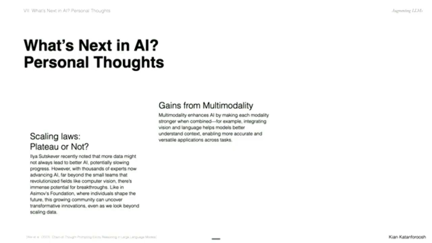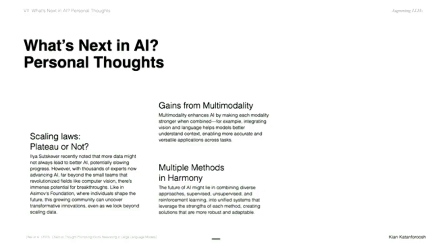and that might lead to the pinnacle of robotics, where all these modalities come together, and suddenly the robot is better at running away from a cat because it understands what a cat is, how it sounds, what it looks like, etc. That makes sense? The other one is the multiple methods working in harmony.